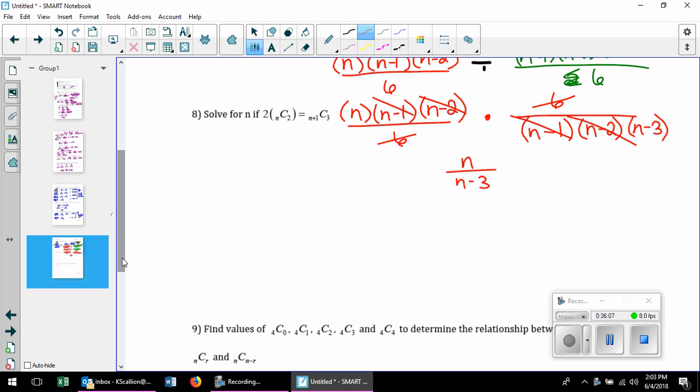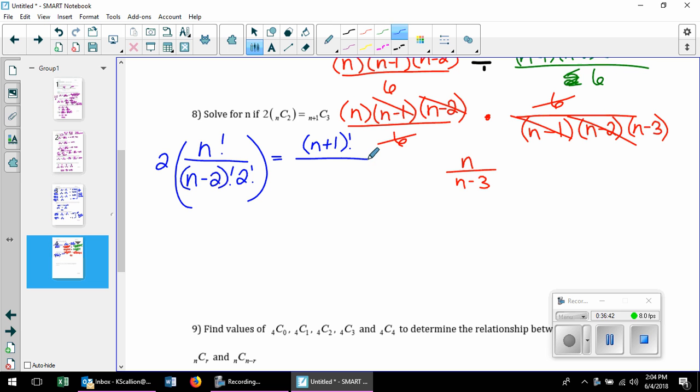Okay, so this says solve for n if 2 times n choose 2 is equal to n plus 1 choose 3. So let's do some math. So 2 times n factorial over n minus 2 factorial, 2 factorial, equals n plus 1 factorial over n, 3 factorial.